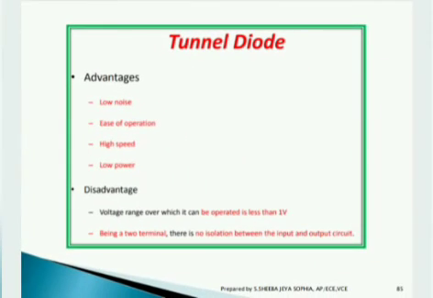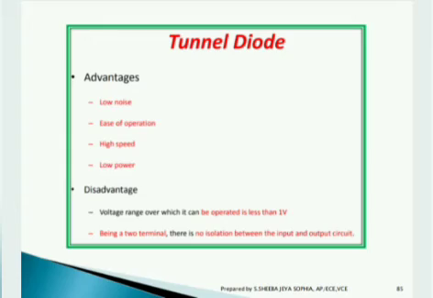The major advantages and disadvantages regarding this tunnel diode are: the tunnel diode has low noise, ease of operation, high speed and low power. Due to these advantages, it is used in many real-time applications. Regarding the disadvantages of this tunnel diode, the voltage range over which it can be operated is less than 1 volt. Being a two-terminal device, there is no isolation between the input and output circuit.